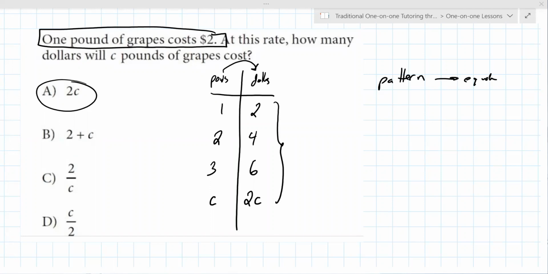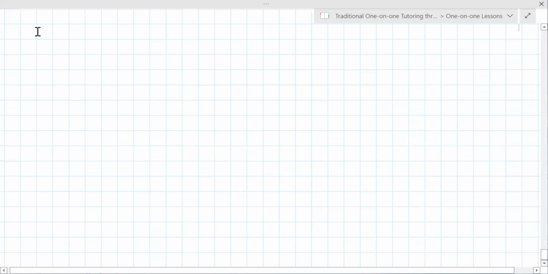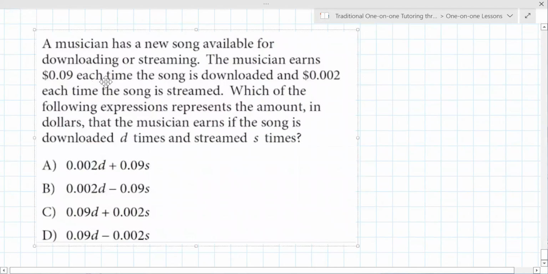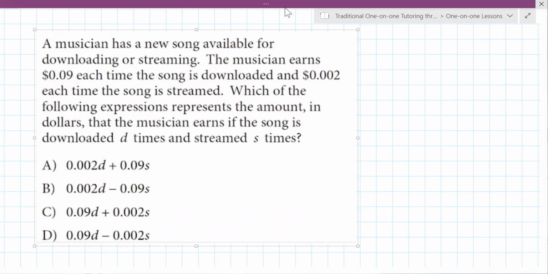Okay, we got a song about downloading and streaming. Are you a Spotify? Is that the preference now? Spotify? Yeah. We don't really download anymore, but these questions sometimes aren't all that relevant. But go ahead and take a look at this one. There's no calculations, it's just writing an equation.